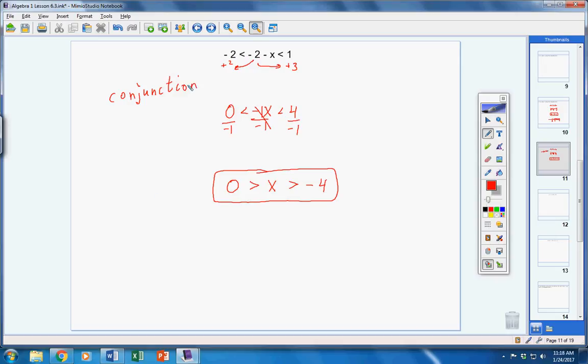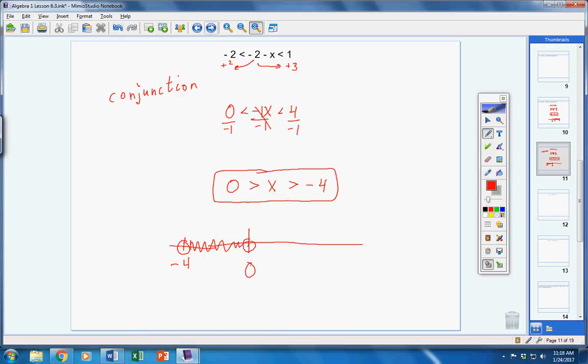Alright? Okay, let's graph this. My critical values are 0 and negative 4. Both points are open because there's no equal sign under the arrows. X is less than 0. X is greater than negative 4. So there's your graph. If you don't like that, you can also do it this way if you want to. I have no problem with that.